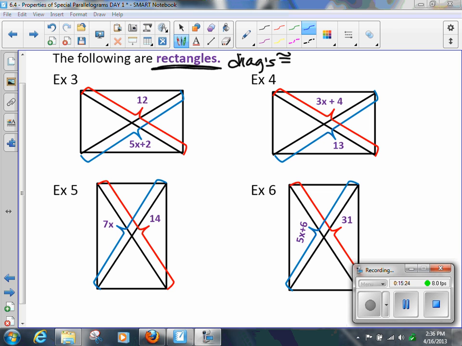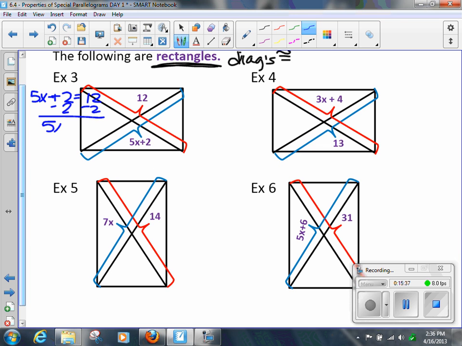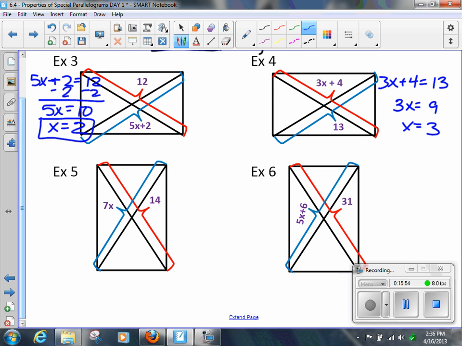How am I going to set up example 3? 5x plus 2 equals 12. What's it tell you to find? Find the value of x. So 5x equals 10, x is equal to 2. X is equal to 3. How many of you got it for example 4? Very good.